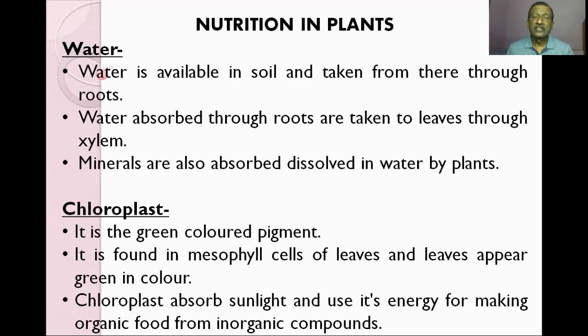Next important content is chlorophyll. Chlorophyll is a green color pigment. We see that all the plants which we see around our house or wherever you might have seen, most of them are green, or at least their leaves are green.